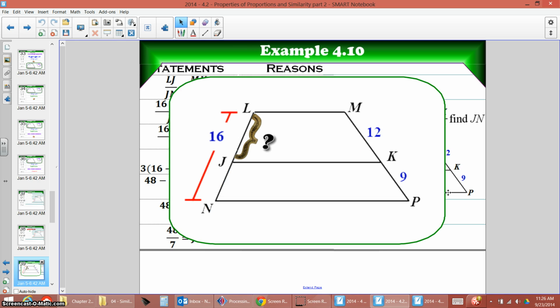Now, right here, we look at LJ and JN. We don't know how big it is. We know how big LN is total, but we don't know how big the little piece is. So if we said that the whole thing's 16, and this part here is JN, then what's left over is the total minus JN, or 16 minus JN. That's how big this piece is. So when I plug this into my formula, I'm going to use JN and 16 minus JN. That's the total length, cutting back off JN. So we go 16, take away JN, and that leaves me with JL.